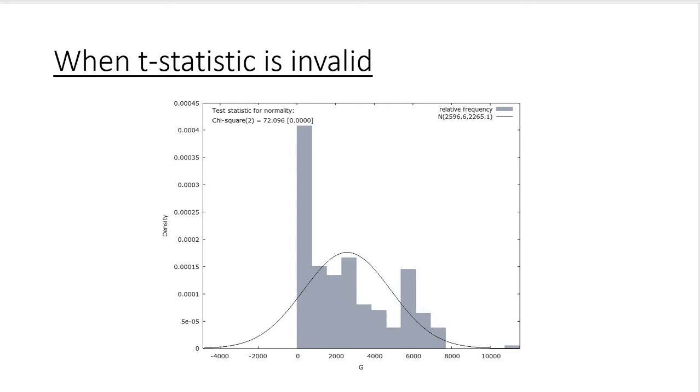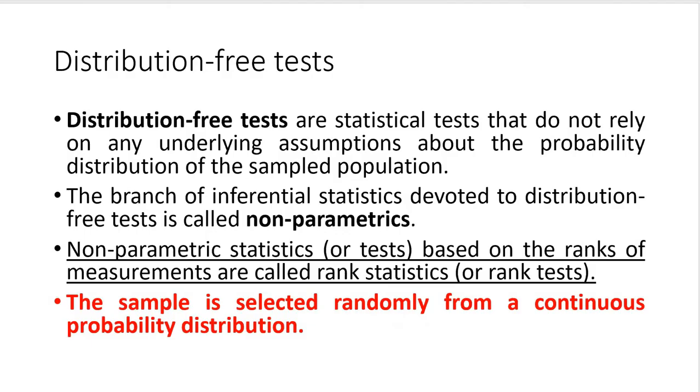Therefore, we have several distribution-free tests, which are less restrictive when it comes to the distribution of data. Distribution-free tests are statistical tests that do not rely on any underlying assumptions about the probability distribution of the sampled population. The branch of inferential statistics devoted to distribution-free tests is called non-parametrics or non-parametric statistics. Non-parametric tests are typically based on ranks of measurements, and they are often called rank statistics or rank tests.